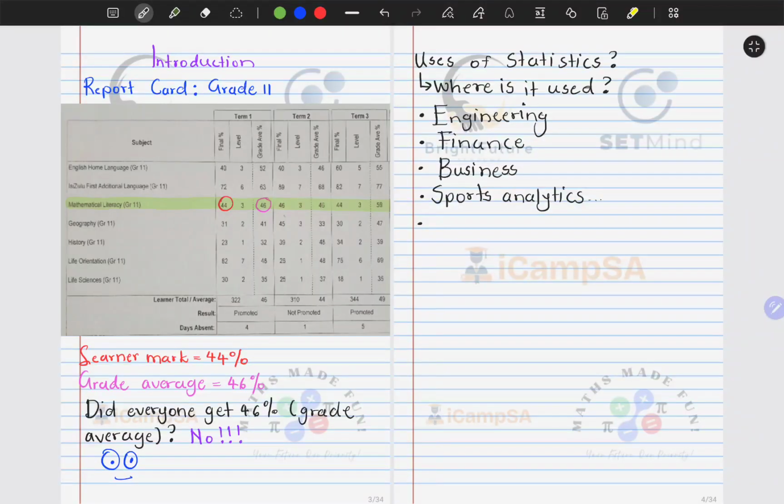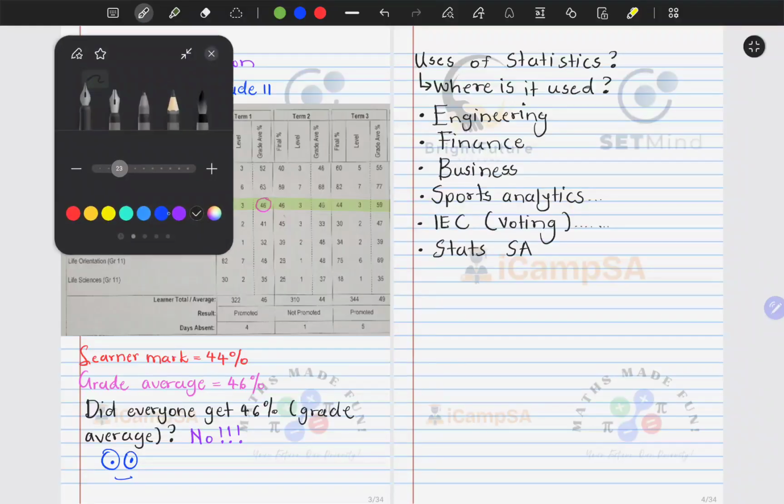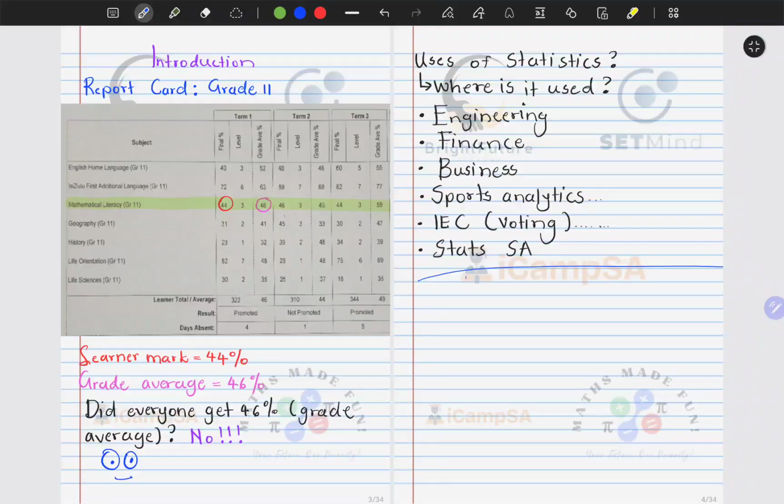You will also remember, in our case, even the IEC, where we are looking at voting, they do a lot of statistics there. You will remember we have a body that we call StatsSA, which uses statistics to tell us a variety of things that are happening. What is the unemployment rate? How many people are educated? And so on and so forth. So these are but a few of the applications of statistics. Now that we are done with this, we'll start looking at what we call important terms.